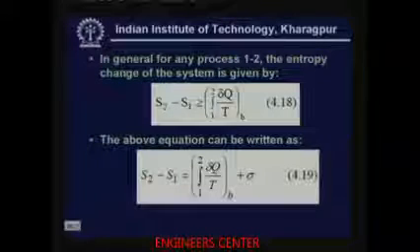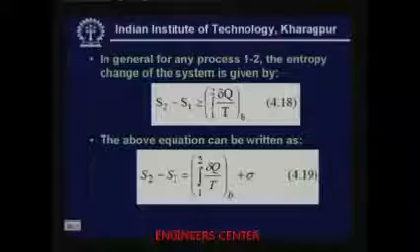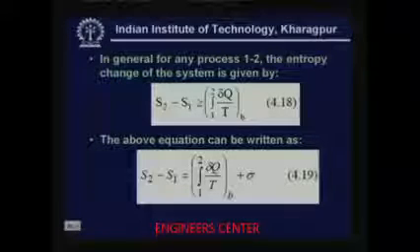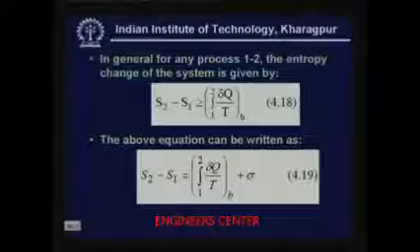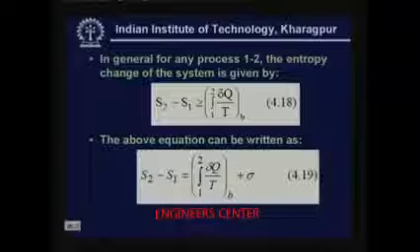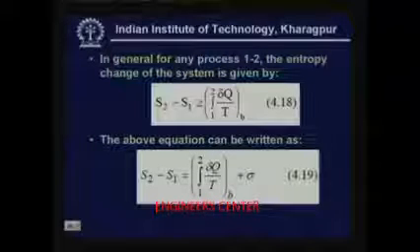And the above equation, that means 4.18, can also be written in this form. You can eliminate the greater than sign and write this as S2 minus S1 is equal to the integral of dou q by T from 1 to 2 plus sigma. And sigma is what is known as the entropy production parameter. For a reversible process, if you compare the earlier equation with this, you know that sigma has got to be 0. So, for a reversible process, S2 minus S1 is equal to the integral of dou q by T, whereas for an irreversible process, S2 minus S1 has got to be greater than the integral of dou q by T, that means sigma has to be greater than 0. So, sigma can be either greater than or equal to 0, and it can never be less than 0.